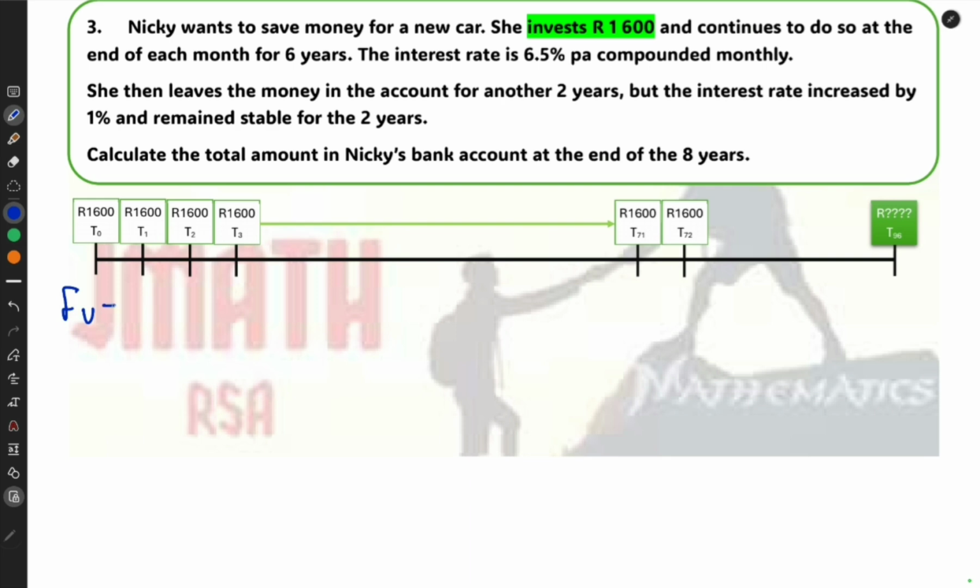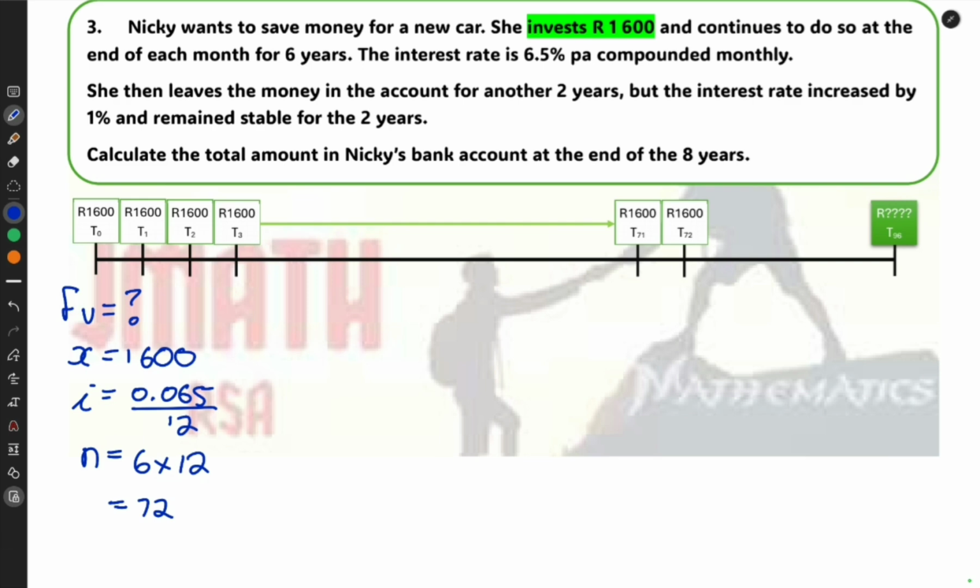So the future value is what I need to work out. I don't know what it is. I know X is 1,600 Rand. I know what I is. It's the 0.065 over 12. And then N has a little catch. So they tell me it's 6 years, so definitely 6 times 12. I know that's 72. But in this story, you need to read the words very carefully.